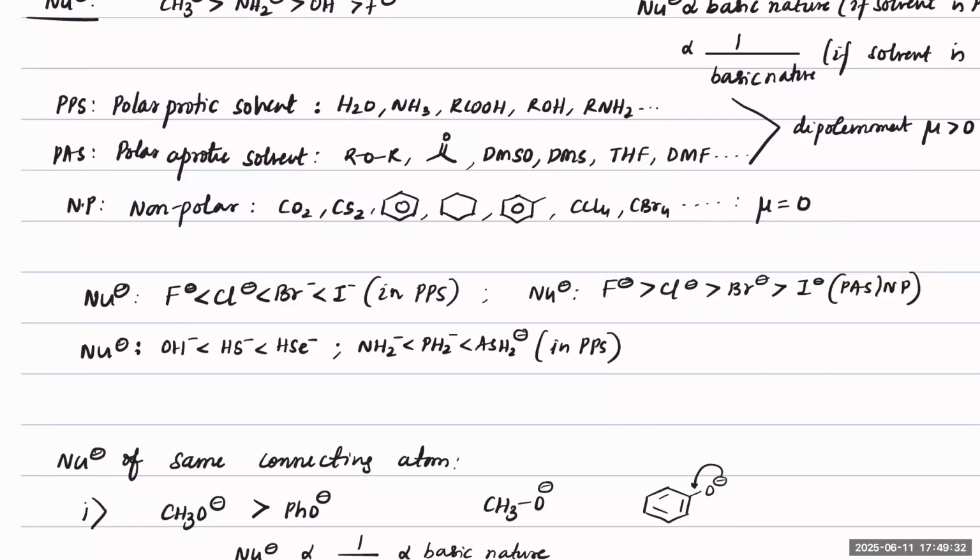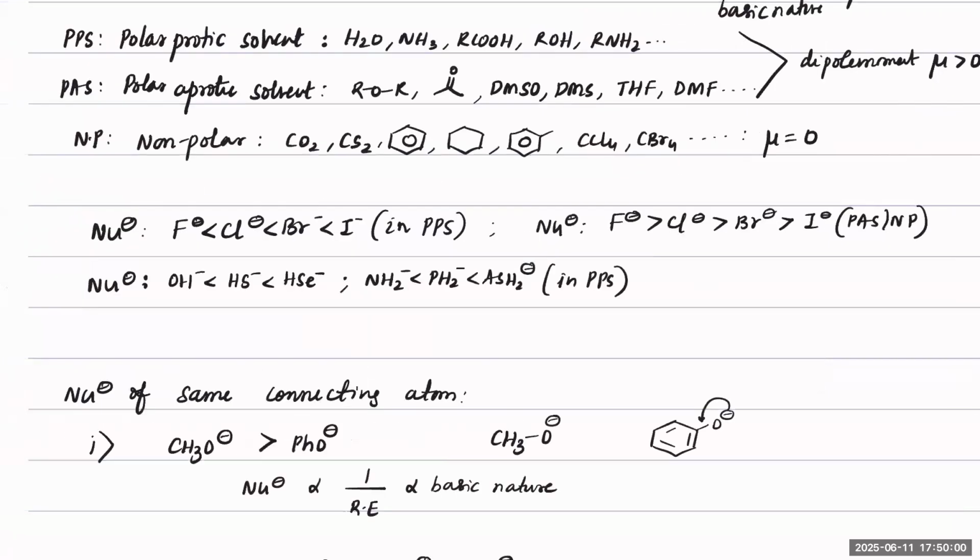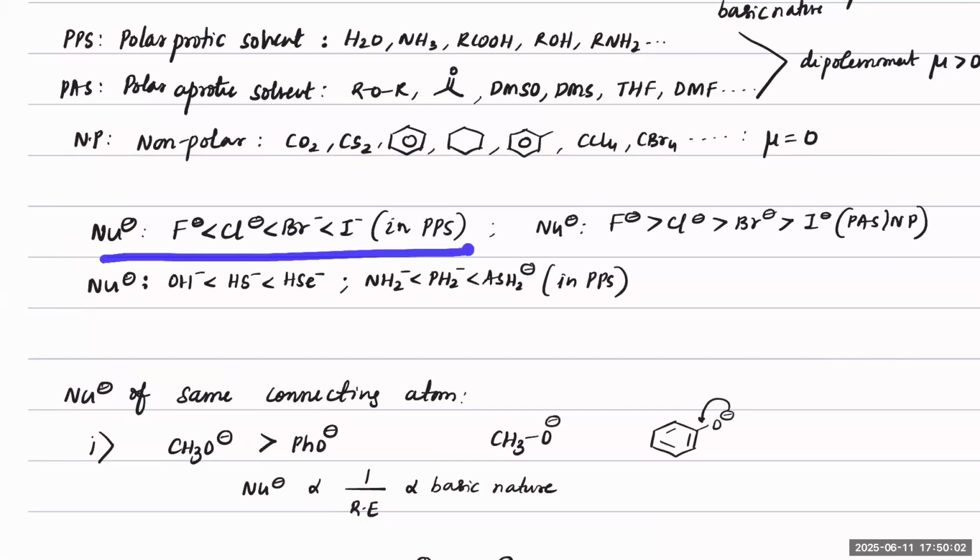Okay. Now, if you are choosing a solvent which is non-polar or polar aprotic, in both these cases, you will see nucleophile is directly proportional to basic strength. But if you are comparing polar protic solvent, then nucleophile is inversely proportional to basic strength. That's why you will notice that nucleophile in polar protic solvent will be opposite to that of the basic strength.